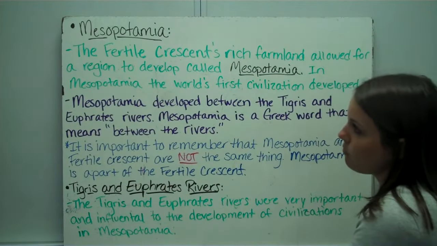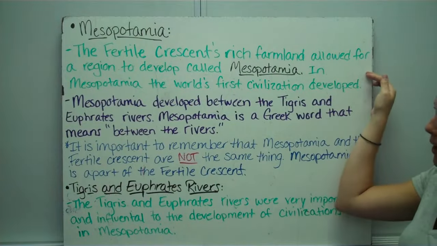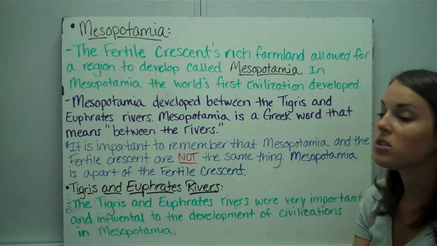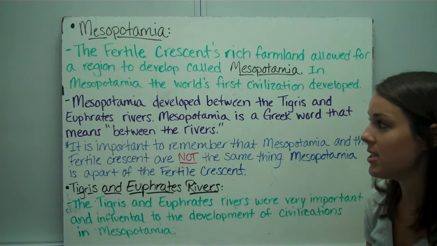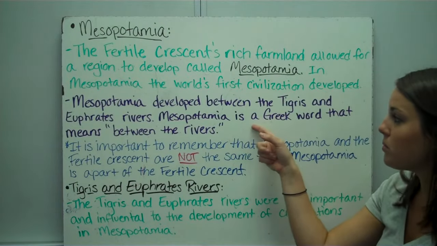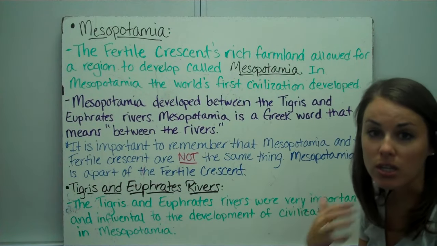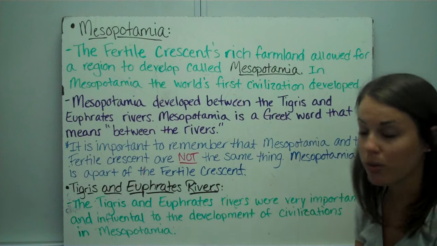Mesopotamia. The Fertile Crescent's rich farmland allowed for the region to develop called Mesopotamia. In Mesopotamia developed the world's first civilizations. Mesopotamia developed between the Tigris and the Euphrates rivers. Mesopotamia actually is a Greek word that means between the rivers.